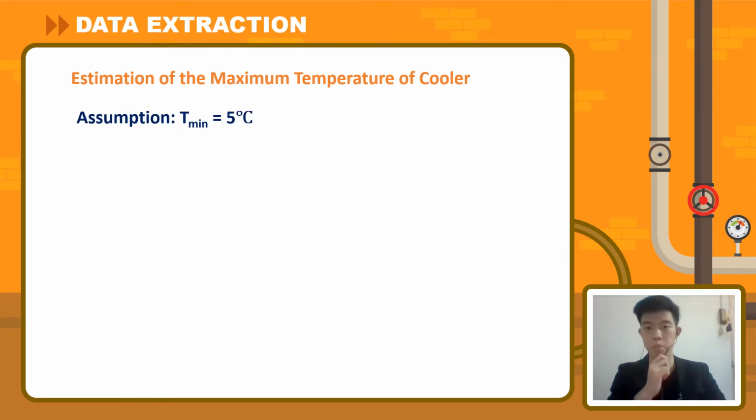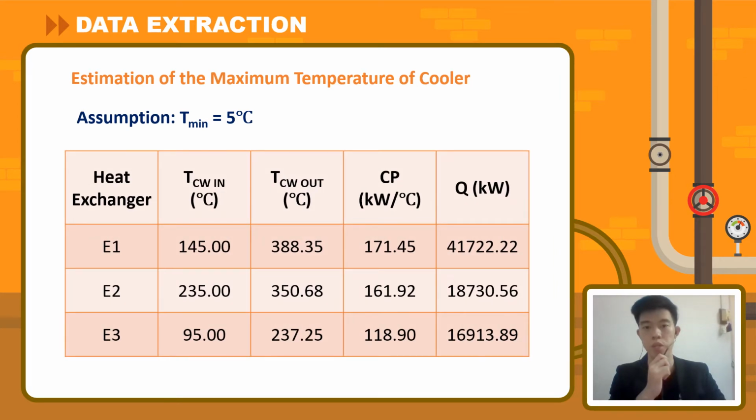Based on the assumption of Tmin equals 5 degrees Celsius, the maximum inlet and outlet temperature of cooling water is calculated and shown in the table here. The maximum cooling water inlet temperature for E1 is 145 degrees Celsius, and the outlet temperature is at 388.35 degrees Celsius. As for E2, the maximum inlet temperature is at 235 degrees Celsius, while the maximum outlet temperature is at 350.68 degrees Celsius. Last but not least, for E3, the maximum inlet temperature is at 95 degrees Celsius, whereas the maximum outlet temperature is at 237.25 degrees Celsius.